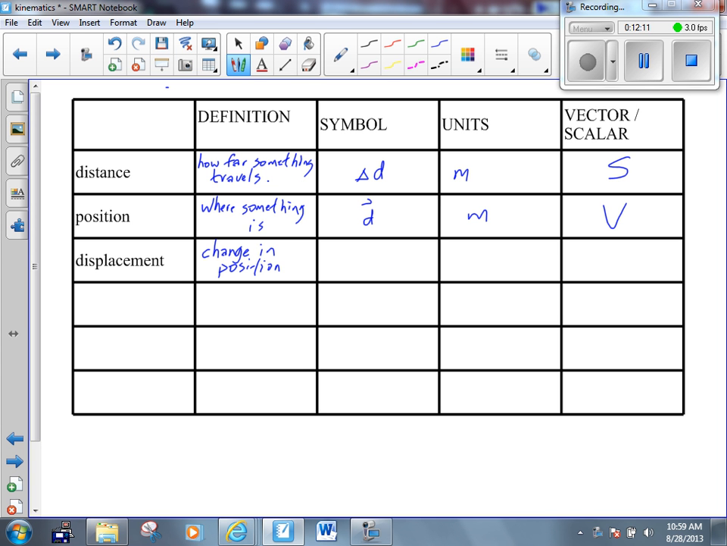What's the symbol for change? Delta. Good. What's the symbol for position? It's what? Not a triangle with an arrow, but you're close. Delta, triangle, right? And there's going to be an arrow there because it's going to be a vector. But what's the position symbol? D. Excellent. There you go.